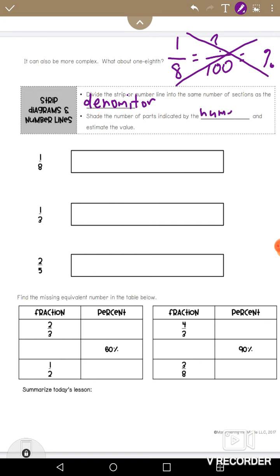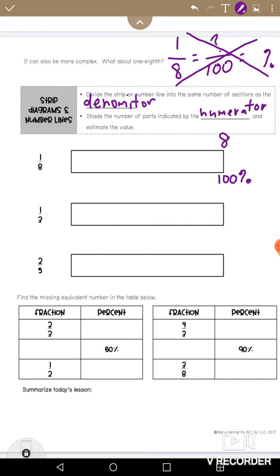Now you know we put these vocabulary words in our journal. The denominator is the bottom number, which is the whole. The numerator is the top number, which is the part. And then we're going to estimate the value. So sometimes we have fractions like 1/8, where the whole is going to be my denominator, which is 8. And we know that percentage-wise, that's 100%.